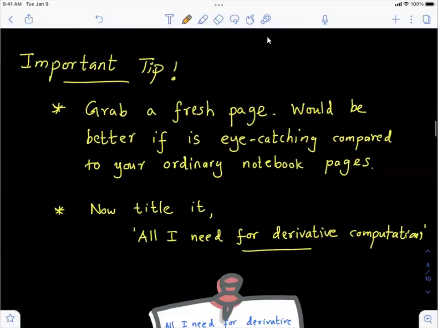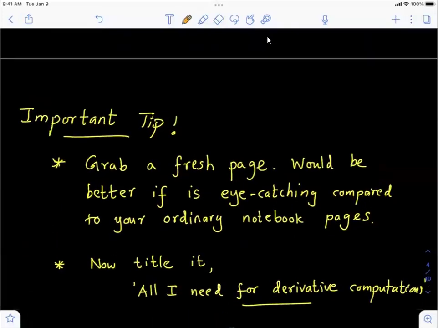Important tip at this point. First of all, grab a fresh page. It could be an empty A4 sheet or some kind of eye-catching paper, something separate from your ordinary notebook pages. Why do I say that? Because the page that you're going to prepare now is kind of like a formula sheet. Of course, you're not going to use this one again and again later, because the purpose of this formula sheet is to identify how simple calculus 1 is.